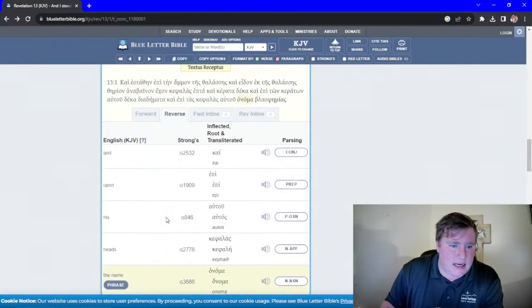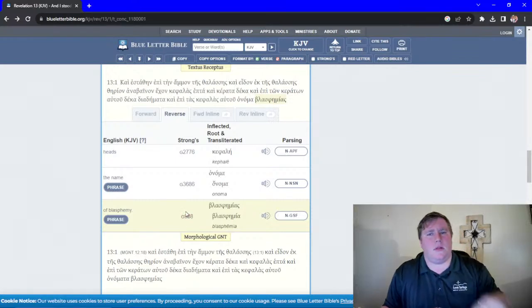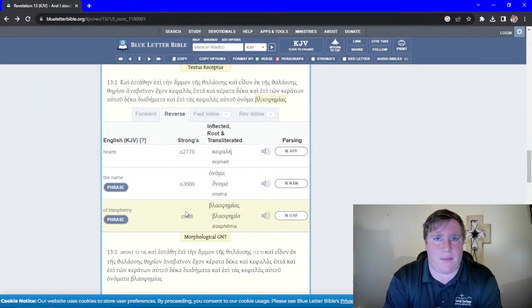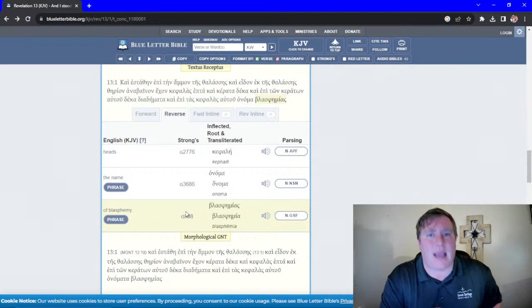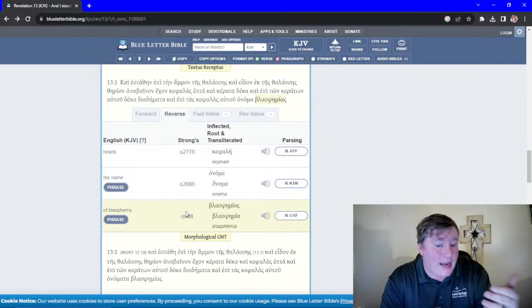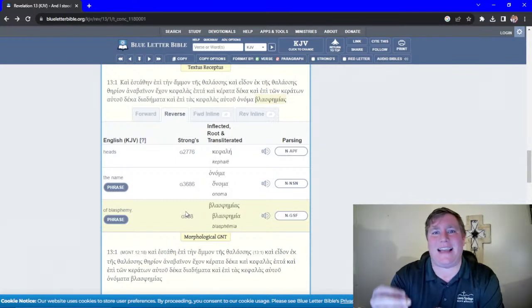And it says right here, and upon his heads, the name of blasphemy. So let's really look at that word blasphemy. What does blasphemy actually mean? Well, blasphemy, okay, is the reason that they crucified Christ. So when Muslims say, well, Jesus never proclaimed to be God, well, they're full of it. Because that's exactly why they crucified him. Because he claimed to be God. They wanted him dead because he, to them, was committing blasphemy. So blasphemy is anything or anyone that proclaims to be God when they are not.